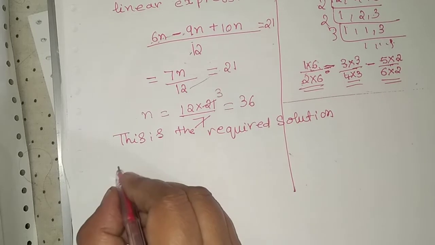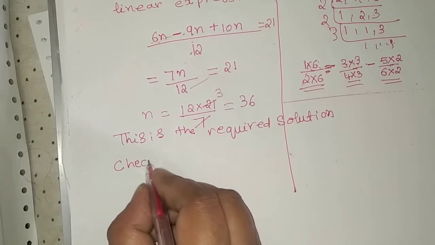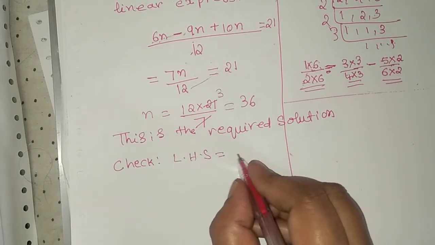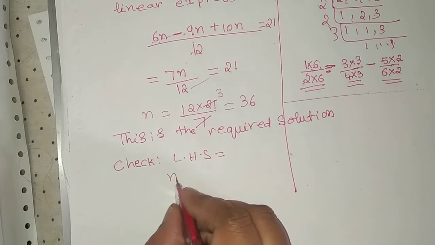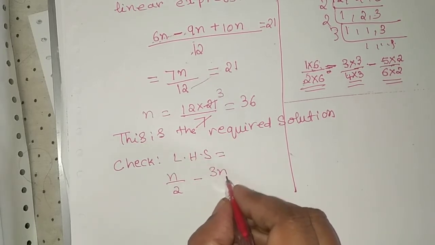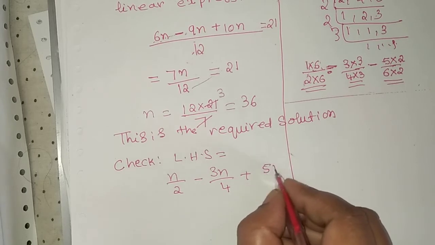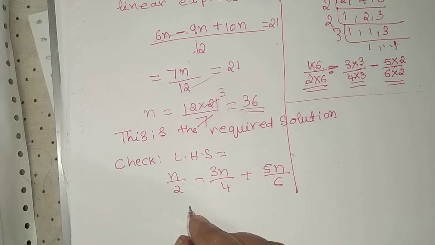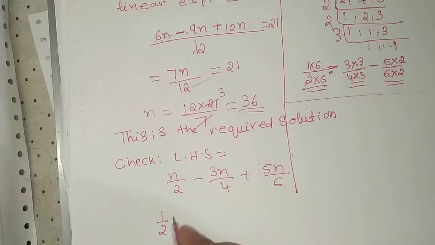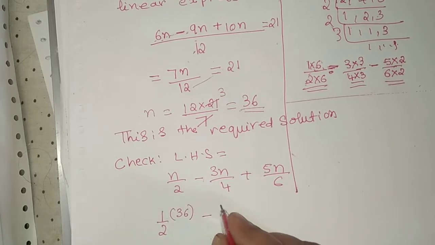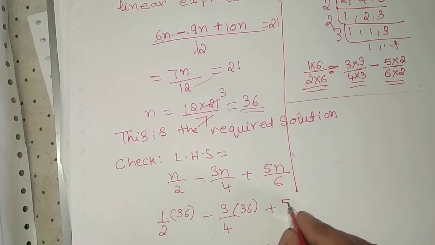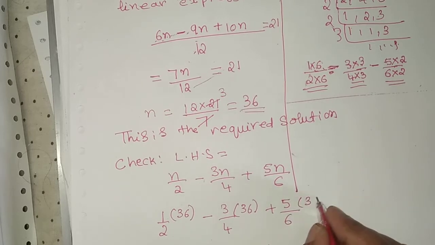So next step is verification. We have to check whether LHS is equal to RHS. What is LHS? Take n by 2 minus 3n by 4 plus 5n by 6. Just substitute n in this. So first one is 1 by 2 into 36, minus 3 by 4 into 36, plus 5 by 6 into 36.